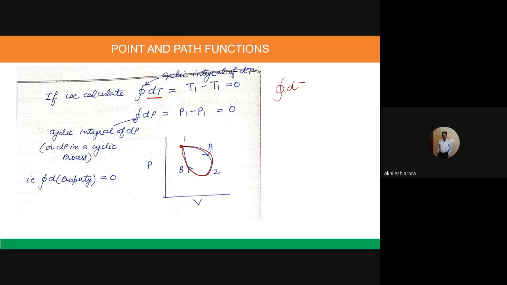So, this is the cyclic integral of dT because I started from point number 1 and reached back to the same point. So, what is the change in the temperature? It is T1 minus T1, which comes out to be 0. Similarly, you calculate for any property, the cyclic integral of any property, you will get 0. So, this is important: the cyclic integral of any property is equal to 0.